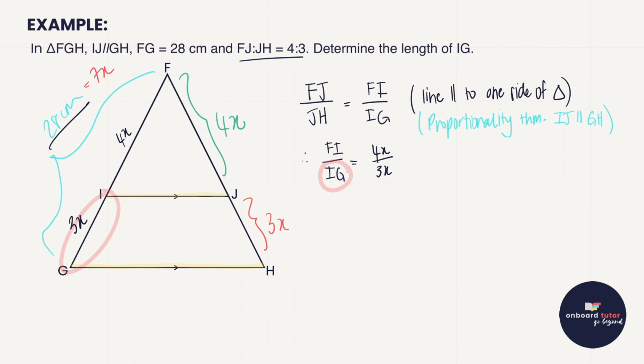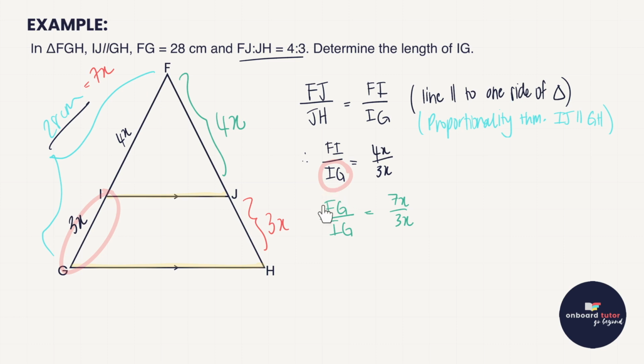So I think what we should do is adapt this, and we can rather say, instead of FI, we can say FG over IG, which I want, is equal to 7x over 3x. So I'm just applying the full length. Because the sides are all divided in proportion, I am welcome to do that.